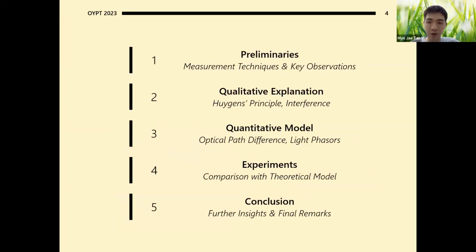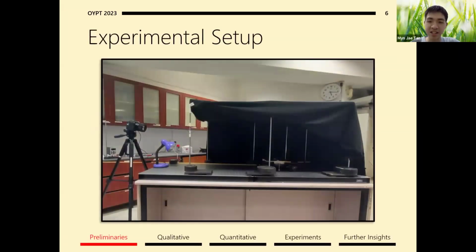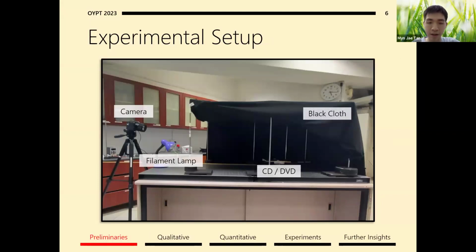So here are my contents for today. Firstly, let's look at some preliminaries. Here's the experimental setup that I use. I use a filament lamp that illuminates the compact disc at a distance. And then to capture the color of the line, I use a camera to photograph the disc. I also use a black cloth and ensure that this experiment was done in a dark room to block out external light sources.